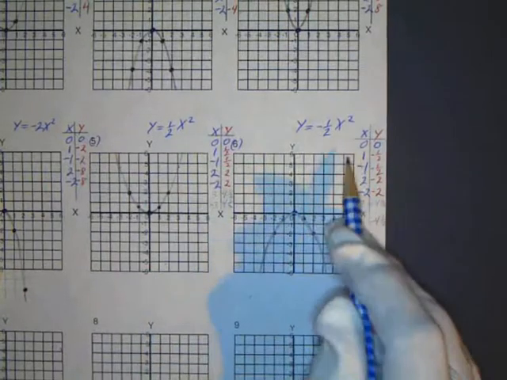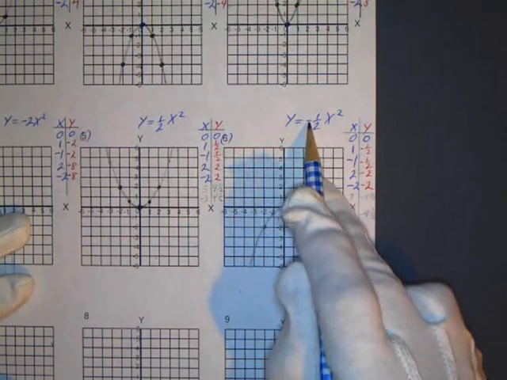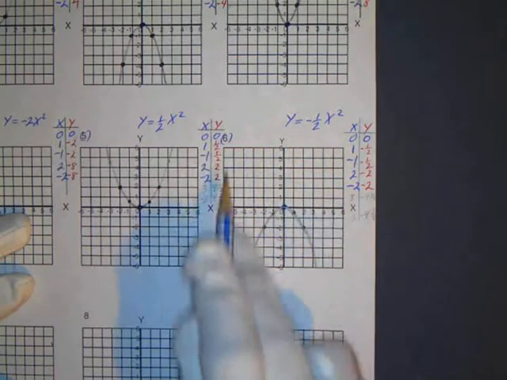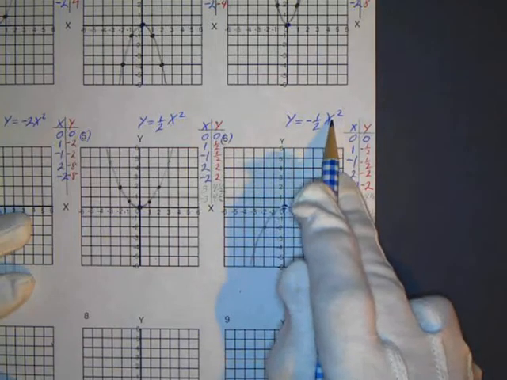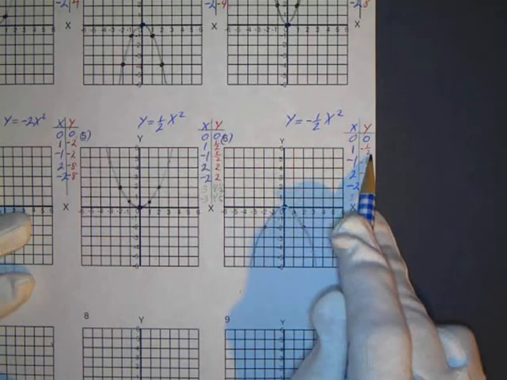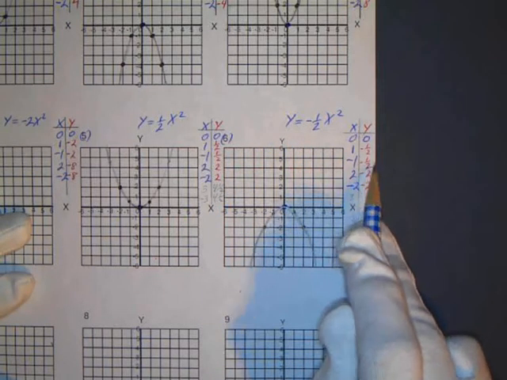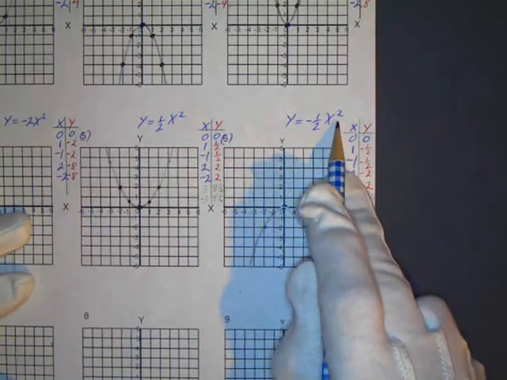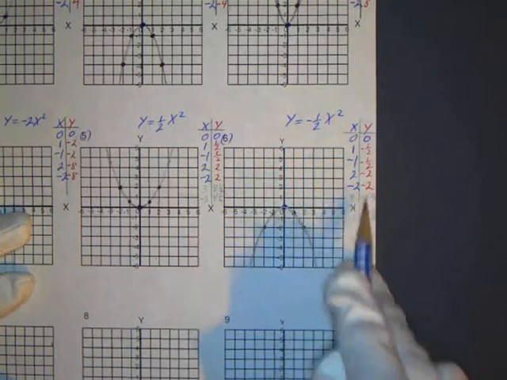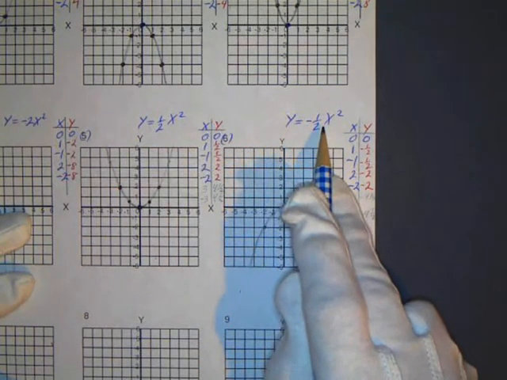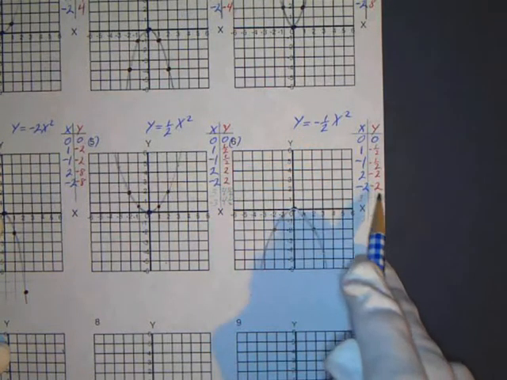And the last one, y equals negative 1/2 x squared. Again, whenever we square anything, it'll be positive, so all these numbers will have a negative in front of them, so they're all going to be negative. They'll be the same as these. When x is 0, that's 0. When x is 1, 1 squared is 1, negative 1/2 times 1 is negative 1/2. When x is negative 1, negative 1 squared is 1, times negative 1/2 is negative 1/2. When x is 2, x squared is 4, negative 1/2 of 4 is negative 2, and when x is negative 2, 2 squared is 4, and negative 1/2 times 4 is negative 2.